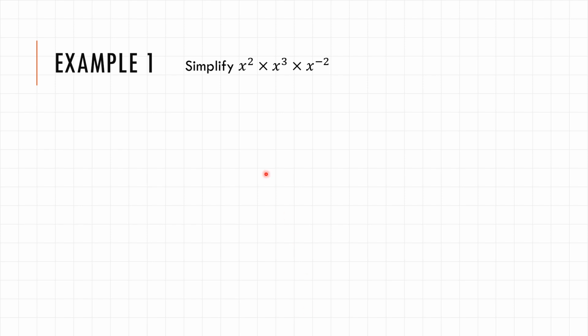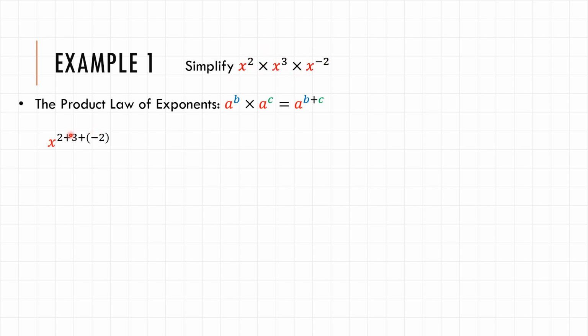Let's take a look at some examples. To simplify this expression, I'm going to use the product law of exponents because I'm multiplying powers that all have the same base, x. And when I'm doing that, I can just add their exponents together. So I can just say 2 plus 3 plus negative 2 is going to be their exponents. And that just leaves me with 3. So the end result here is x to the power of 3.